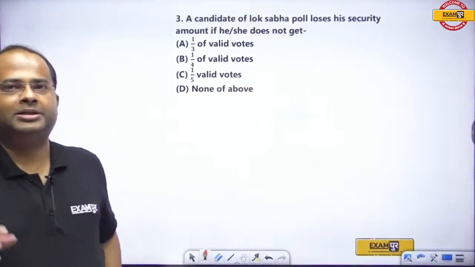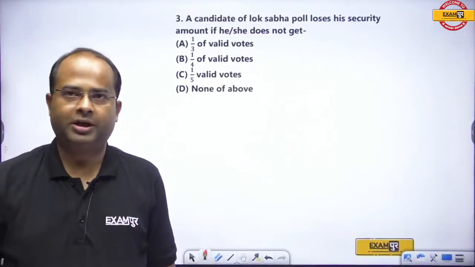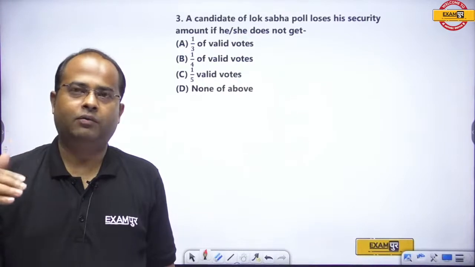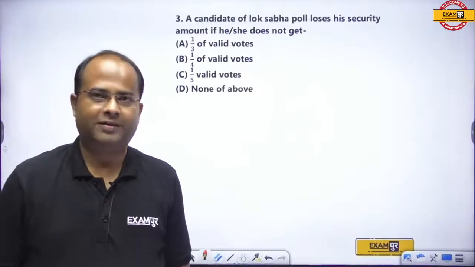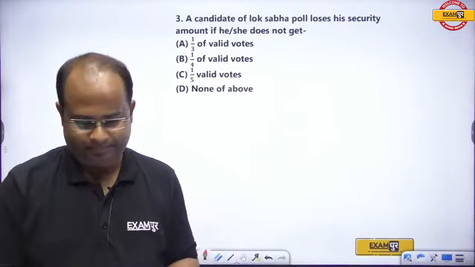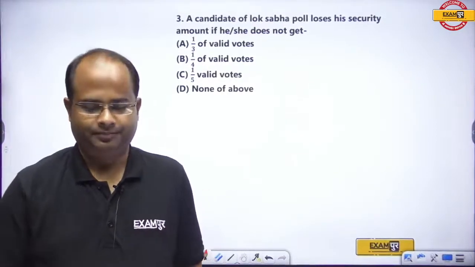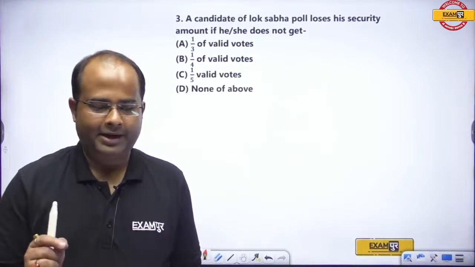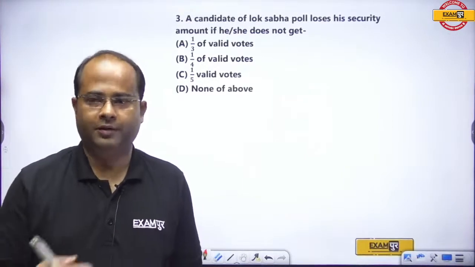So if a person is contesting Lok Sabha election, he or she has to deposit some security amount, and what amount of vote if he or she does not get, then the security amount will be confiscated. That is, in Hindi it is called जमानत जब्त हो जाना. So in which case guys, जमानत जब्त हो जाती है. So if a candidate does not get one third, one fourth, one fifth.